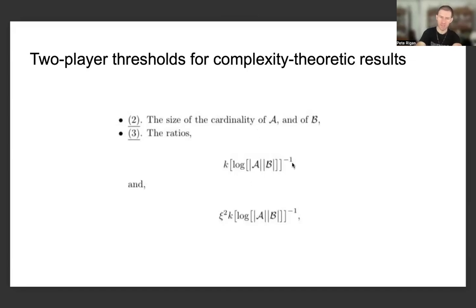And again, when we're looking at these complexity theoretic results, these types of parameters or quantities always come into play across several works throughout the literature, namely the cardinality of the responses provided by Alice and Bob, or even the size of the responses for an arbitrary number of players, in addition to the ratio k, again the number of rounds of parallel repetition, normalized by the reciprocal of the natural logarithm of the product of script A and script B, as well as psi squared k, over the natural logarithm of the product of the cardinalities of script A and script B, where psi squared represents the anchoring probability.